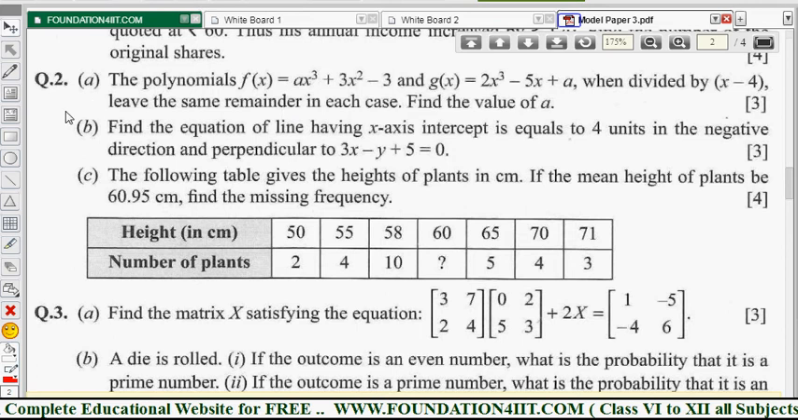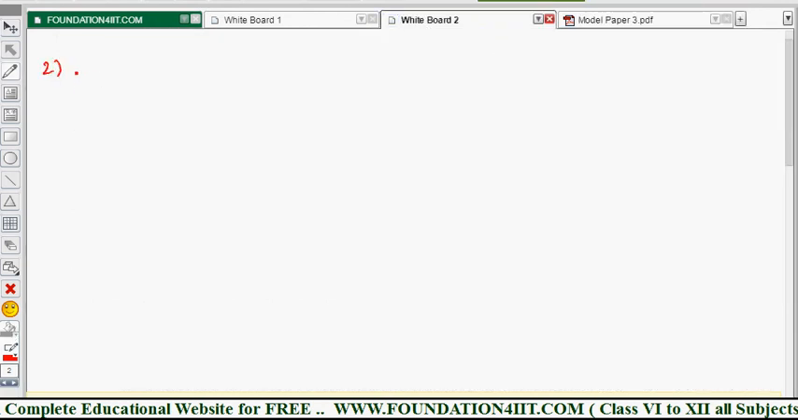Second one, in this second question B, find the equation of the line having x-intercept equal to 4 units in the negative direction and perpendicular to 3x minus y plus 5 equal to 0. We should find the equation of the line having x-axis intercept equal to 4. So first, according to the given equation, we'll take the x-intercept equal to 4 units.